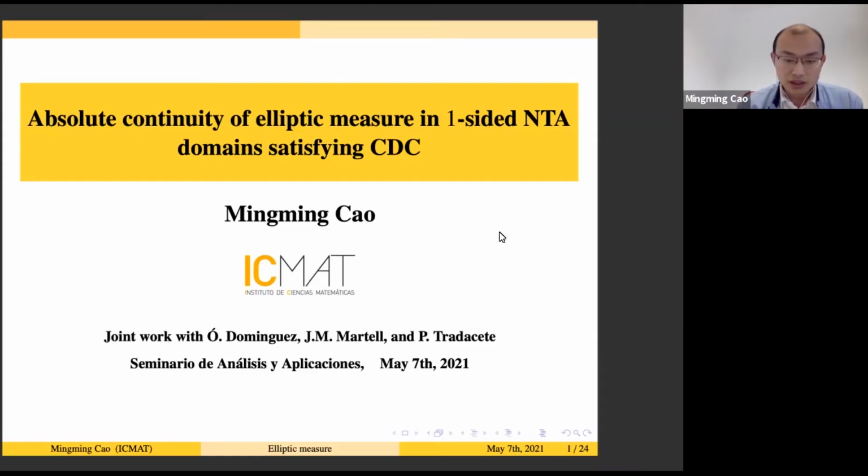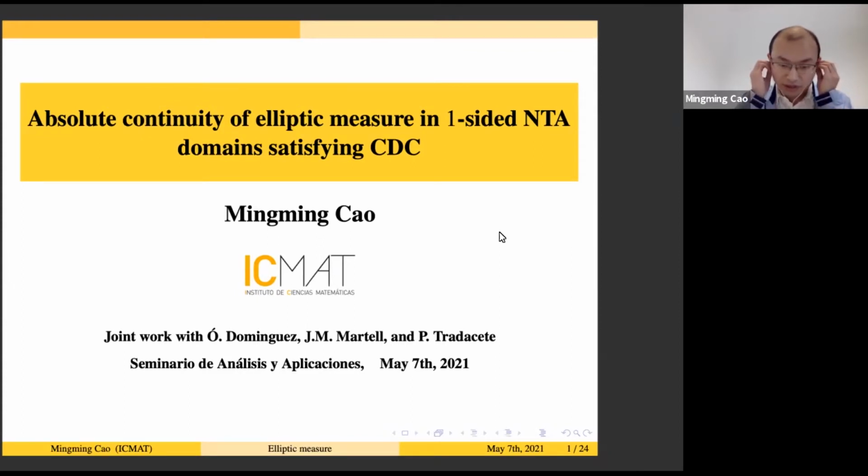Today I'm going to talk about my recent work on the absolute continuity of elliptic measure. This is joint work with Oscar Dominguez, Chema Mateo, and Pedro de la City. Recently, work has been done to seek necessary and sufficient conditions on the geometry of a domain to ensure that the elliptic measure is absolutely continuous with respect to the surface measure. Hofmann, Mateo, Mibarda, Tosa, and others have made many efforts in this direction.